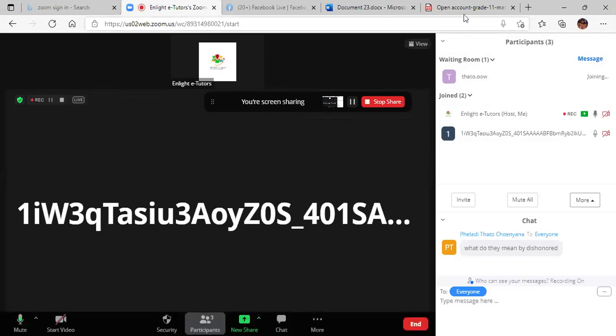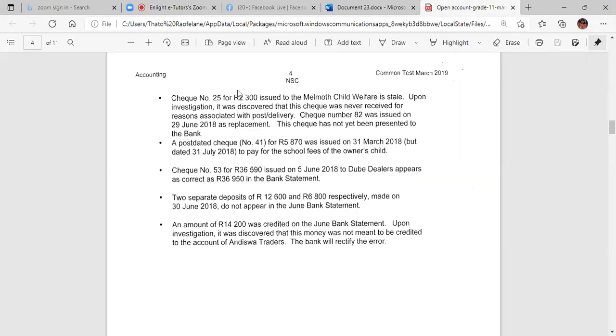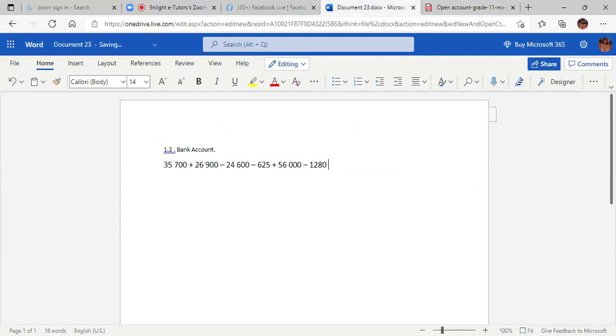Okay. Anyways, we wrote a check for 2.3. When we wrote it, immediately when we wrote it, we minus this 2.3. We are minusing it in the cash payment journal because we have given it away. This 2.3 no longer belongs to us. We have given it to Melmoth Child Welfare. However, they never received the check, and so it's stale. It means it cannot be given to them anymore. So it still belongs to us. We have to add it back. So we are going to add that 2,300. Do you understand why?